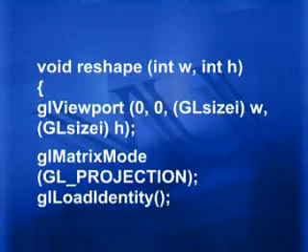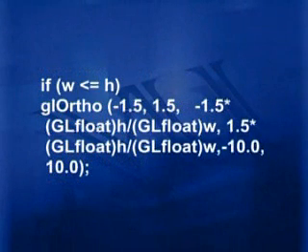The reshape function, which is always called whenever our window is uncovered or is resized, with the parameters integer width and integer height. GL viewport is defined giving the starting and the ending points, 0, 0 to W, H, W and H typecasted as GL size I. GL matrix mode is set to GL projection, and then we call GL load identity to load the identity matrix in order to nullify any previous calculations that might have been changing our matrix.